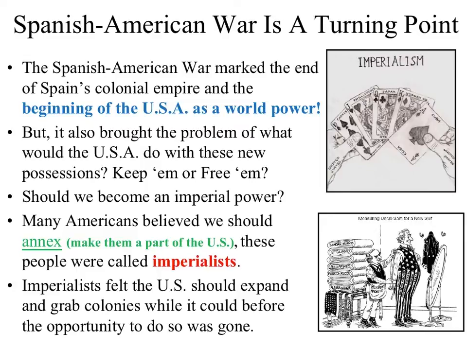We're a varsity team. But the question was, what do we do with these lands? Do we keep them? Do we give them their independence? And so we actually have two different schools of thought. We had imperialists who wanted to annex or make these territories part of the United States, like Puerto Rico is today. And if we didn't take these lands, someone else would. Other people thought that we should not. Those were called the anti-imperialists, and they said it's undemocratic to take over another country.